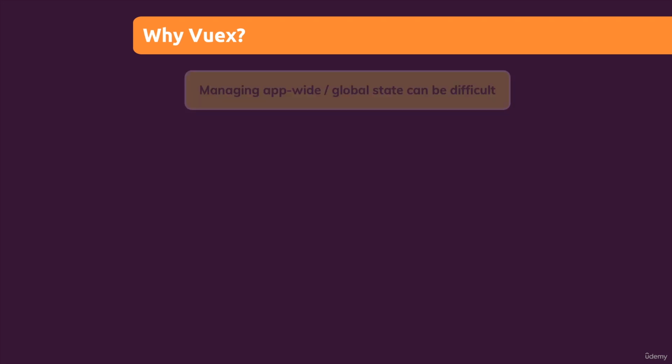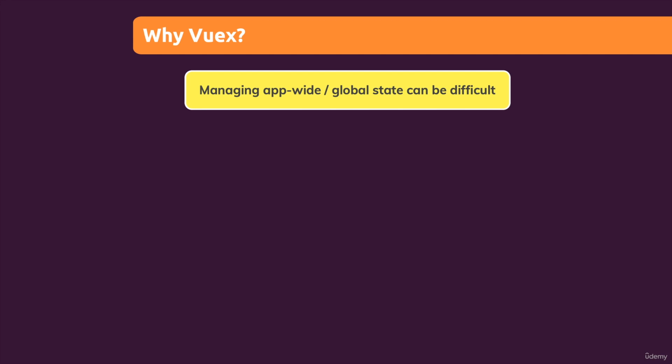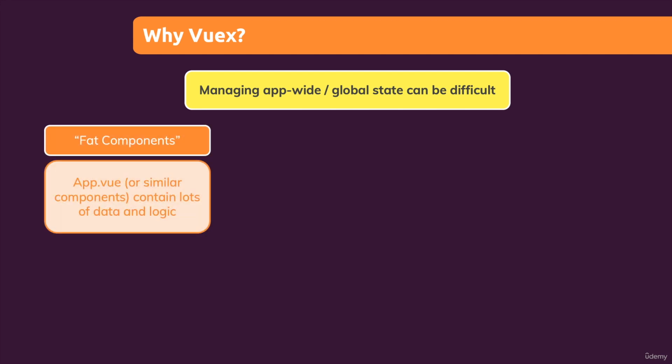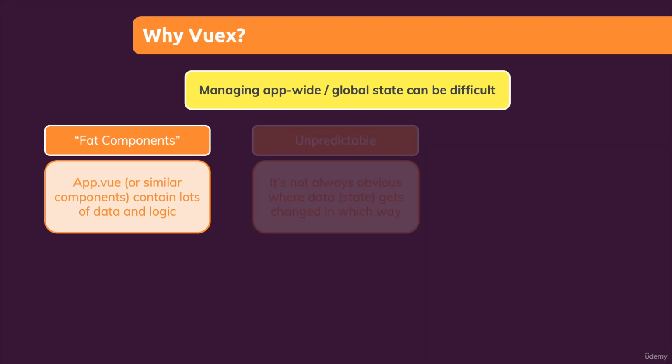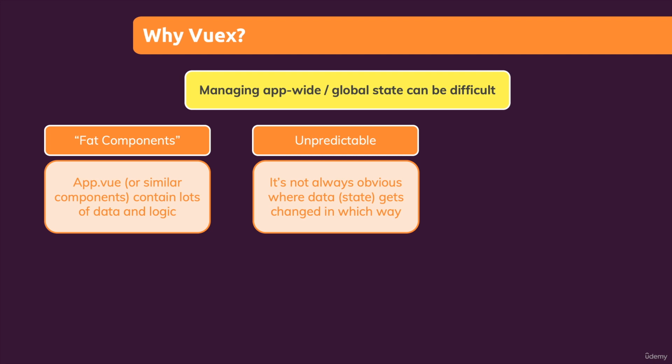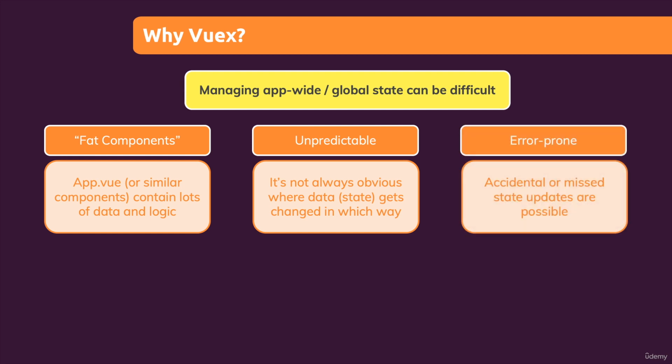As I just outlined, managing app-wide or global state can be difficult. You end up with such fat components which have a lot of logic in them which isn't needed for the component template, but in other components of the app. You also might have unpredictable behavior in your application because it's not always immediately obvious where state gets changed, or maybe it's possible to change state in ways that you don't want it to be changed. It also could be error prone because accidental or missed state updates could happen.